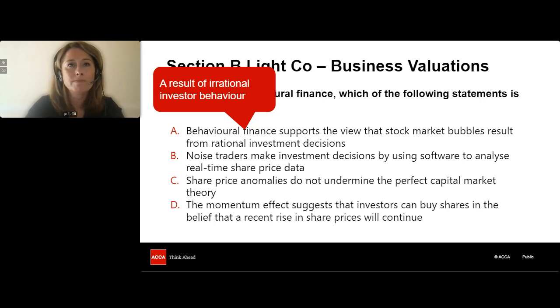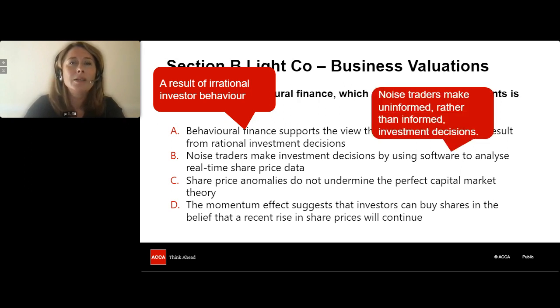Okay. B, noise traders make investment decisions by using software to analyze real-time share price data. Well, noise traders are disruptors. They don't follow a uniform process. So analyzing real-time share price data using software is rational behavior, okay? So they make uninformed rather than informed investment decisions. That's the whole point of them. So that is incorrect.